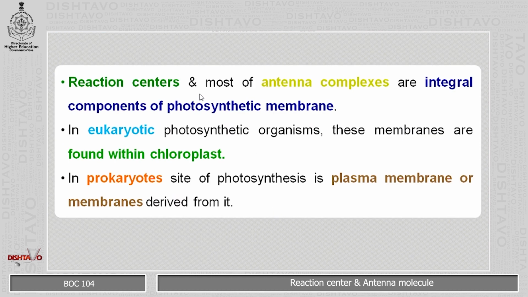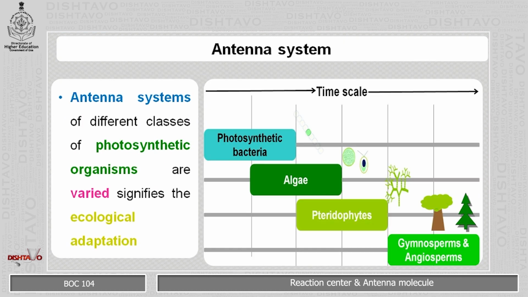Reaction centers and most antenna complexes are basically integral components of the photosynthetic membrane. In eukaryotes, we have a well-defined double membrane-bound organelle called the chloroplast. So all the photosynthetic eukaryotes will have this antenna complex localized within the lipid bilayer of the chloroplast. Whereas in prokaryotes, these antenna complexes will be localized in the plasma membrane, or the membranes which are derived from it.